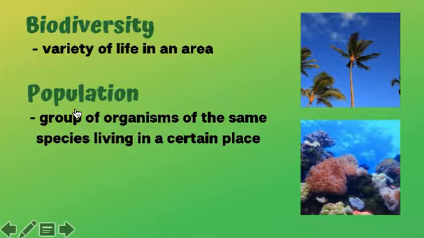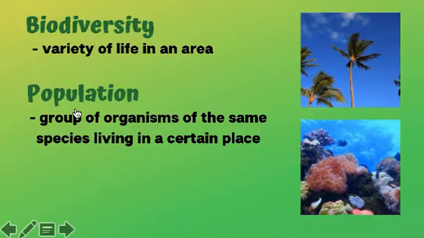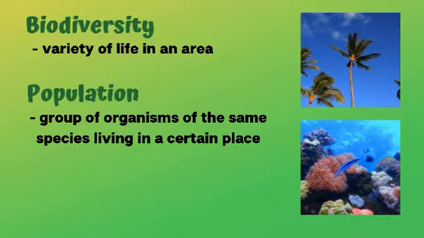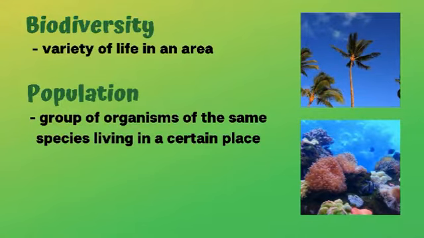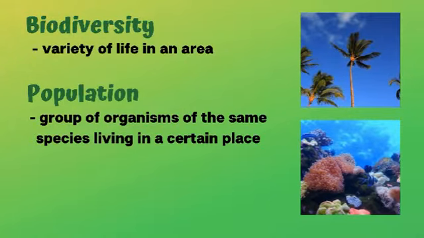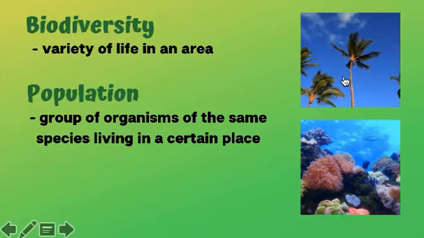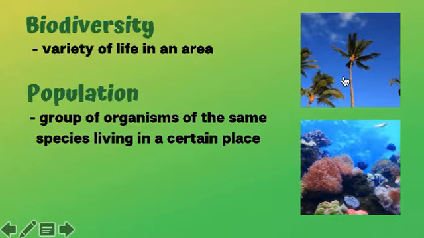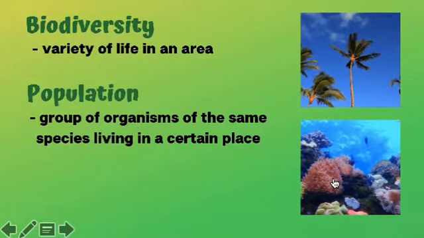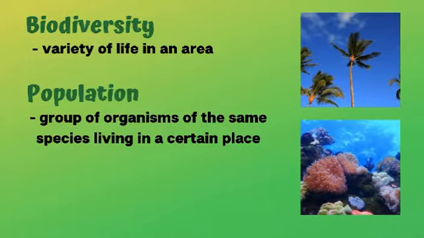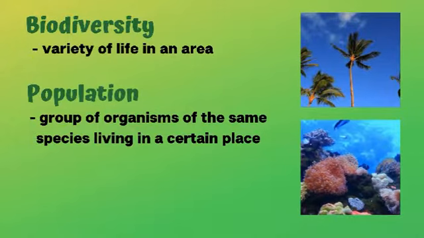Population, on the other hand, refers to a group of organisms of the same species living in a certain place. From the pictures, we can say that marine ecosystem has different groups of organisms of the same species in a certain place than a coconut plantation with lesser group of different organisms being dominated by coconut trees. In other words, marine ecosystem has more populations than coconut plantation with only one species that dominates.